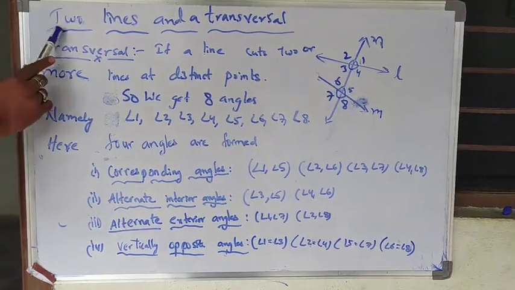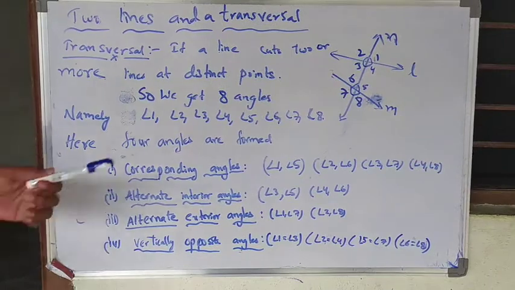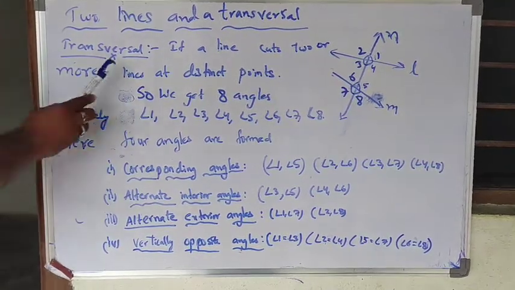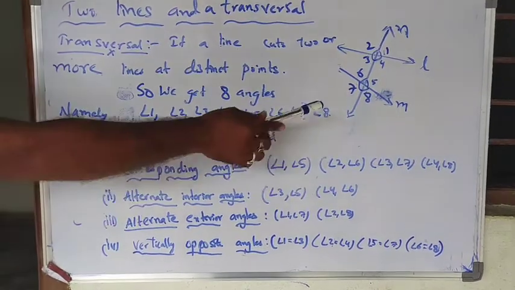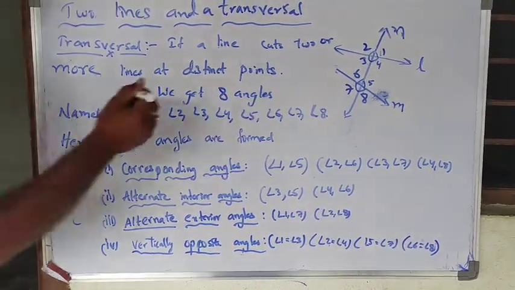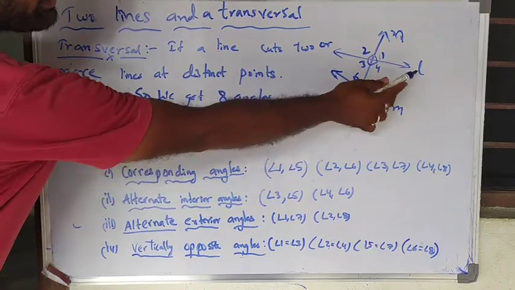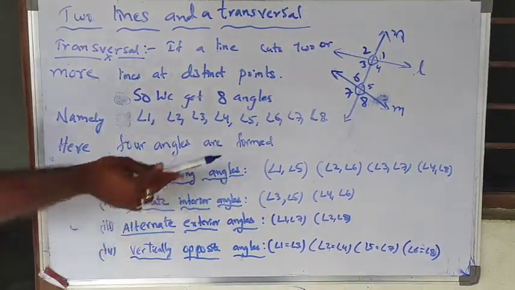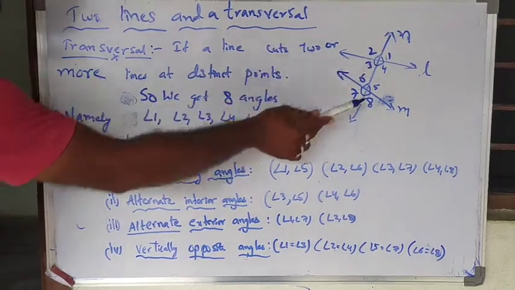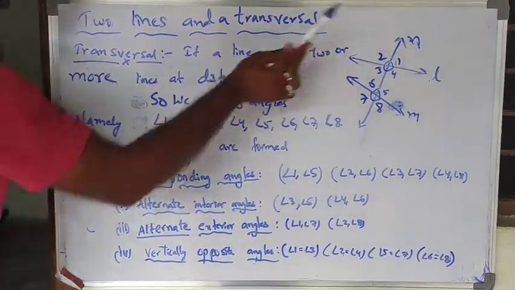Next we'll see two lines and a transversal. Let us try to understand what a transversal is first. If a line cuts two or more lines at distinct points. Here, if you see, there are two lines, line L and line M, and there is one more line which is called N. This line is cutting these two lines at two distinct points, so this is called a transversal.